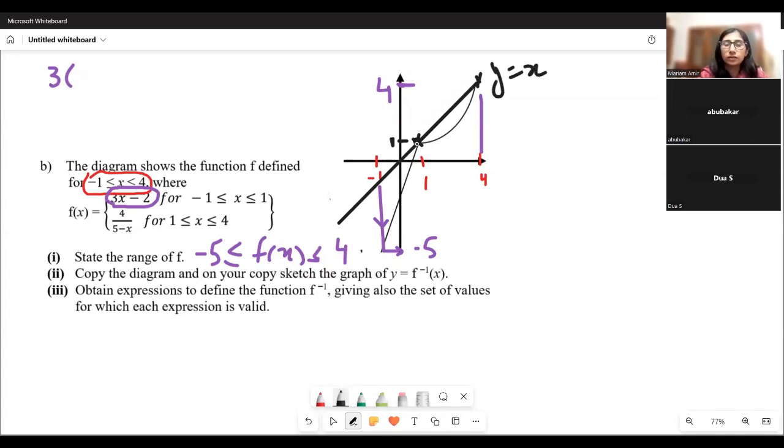Now you plot this graph for f inverse of x by reflecting the lower line. It's going to be something like this.